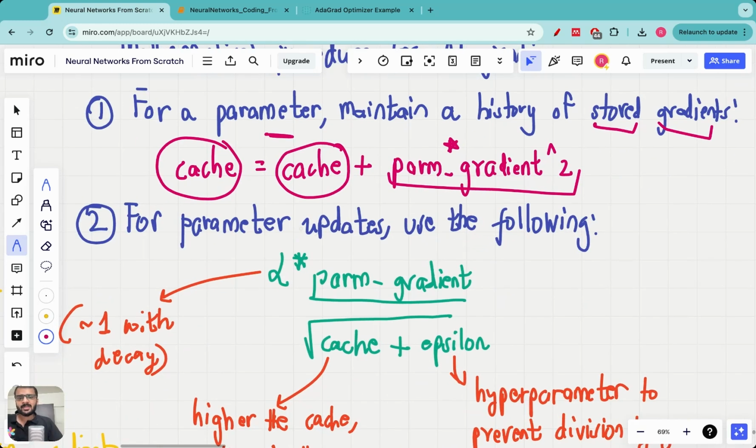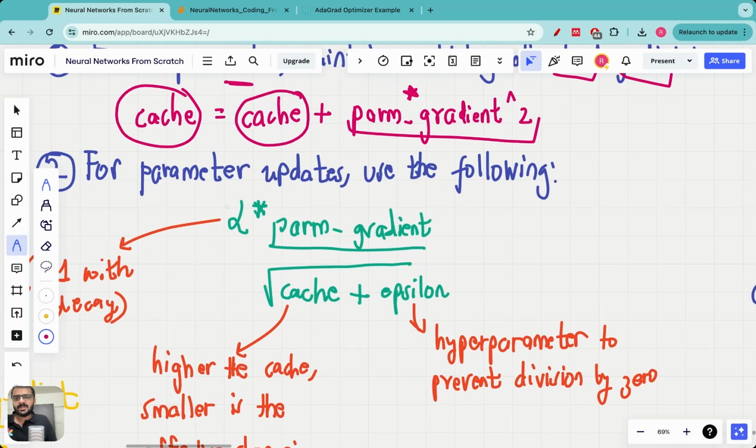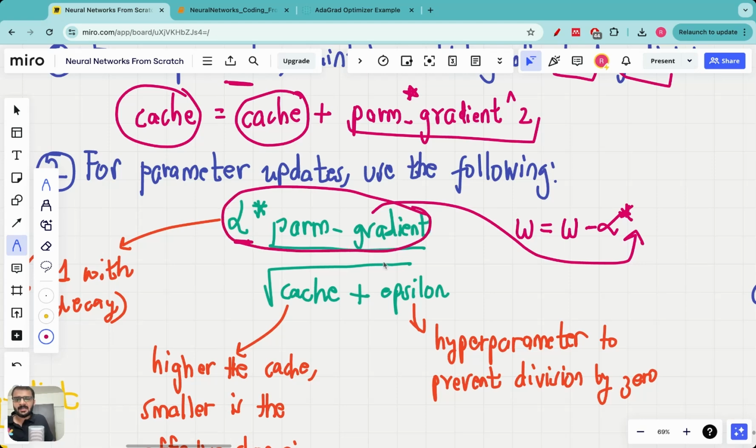The reason we store this cache value is because that will be used in the parameter updates. Remember that when we did a normal gradient descent, we just used this for the parameter update. We took a weight which is W, and then we updated the weight like this. The new weight is equal to original weight minus alpha multiplied by parameter gradient. This was the original gradient descent update. So in the original gradient descent update, we only take alpha into a multiplication of parameter gradient. So this part of the update is the same.